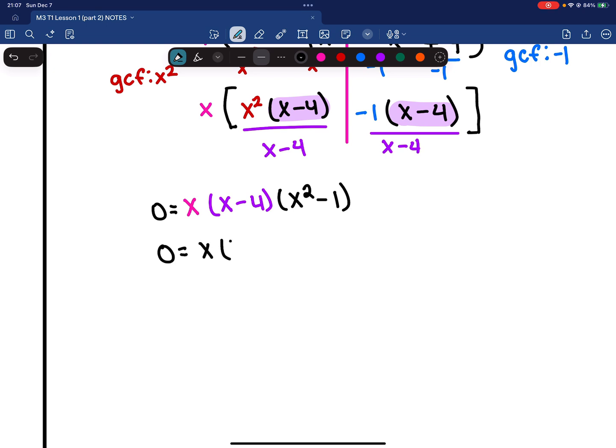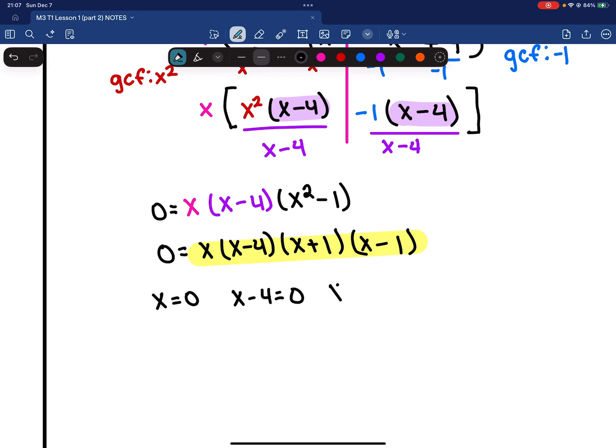So, difference of squares, we have 2 sets of parentheses. Square root of x squared is x, and x. Square root of 1 is 1 and 1. 1 plus, 1 minus. So now we have it completely factored. So this right here is completely factored. Okay? But we want to solve for the zeros. So remember, we set everything that has an x equal to 0 so we can solve.